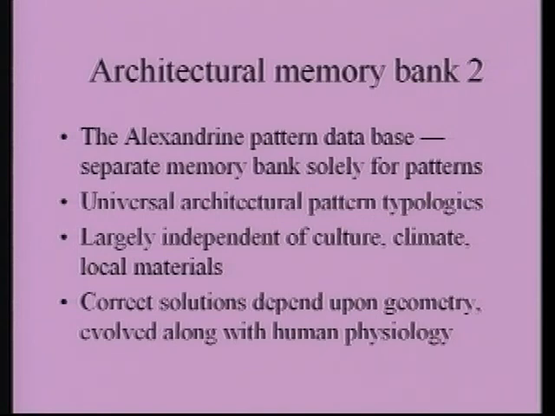Now, why is this separate from the others? Because the patterns give us evolved solutions that apply to buildings and cities. And these evolved solutions depend upon geometry and also human physiology. They depend upon human physiology, which means that they're independent of the culture, since all humans have the same physiology. They're independent of climate, and they're independent of local materials. That's why this is something else. It is separate from the form language and separate from urban density, etc. So this is something that is universal. Therefore, the Architectural Memory Bank 2 creates a separate bank.